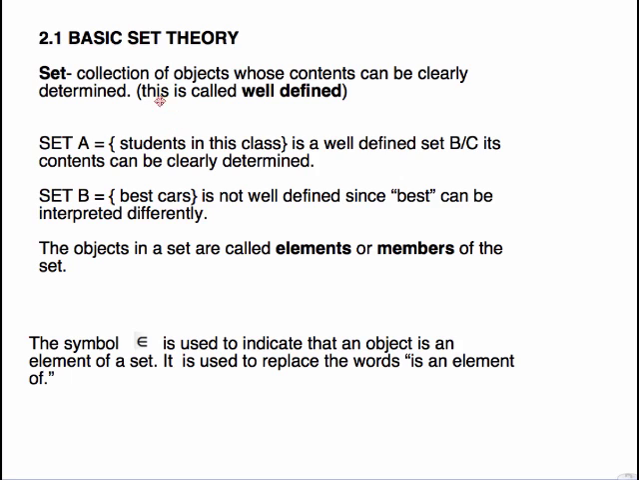Section 2.1 is on basic set theory. There's going to be several definitions and symbols that you will need to get familiar with. A set is a collection of objects whose contents can be clearly determined. This is called well-defined. Set A could be the students in a class. It's considered well-defined because its contents can be clearly determined.